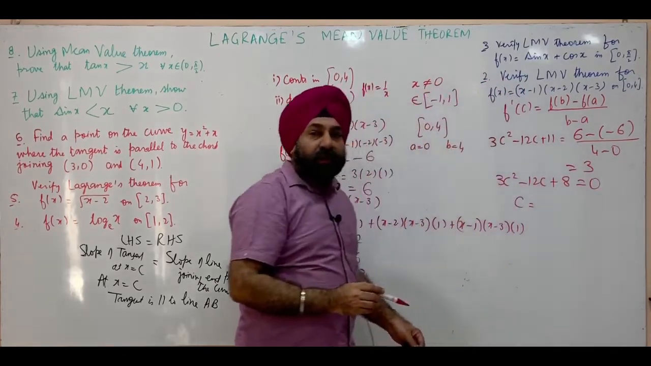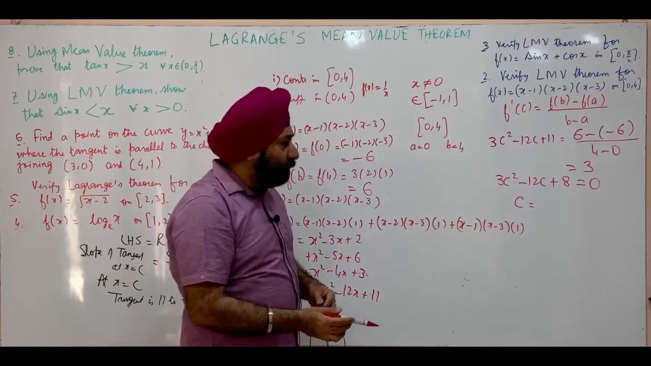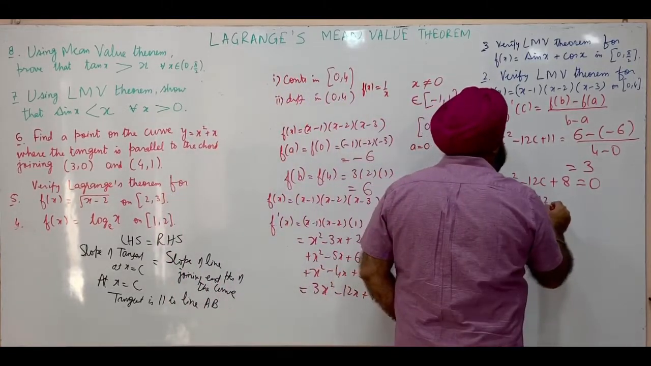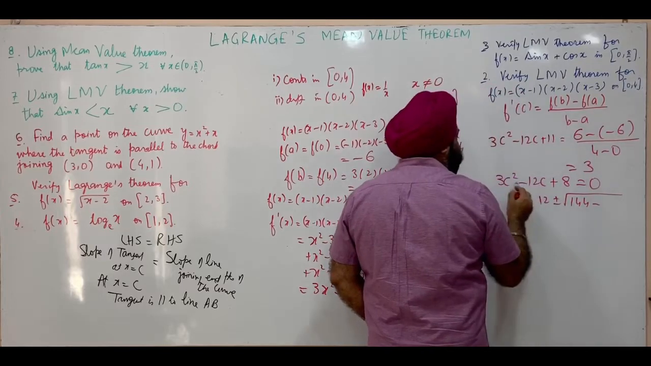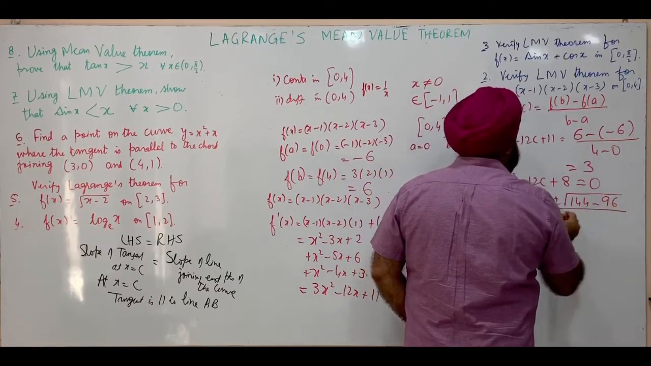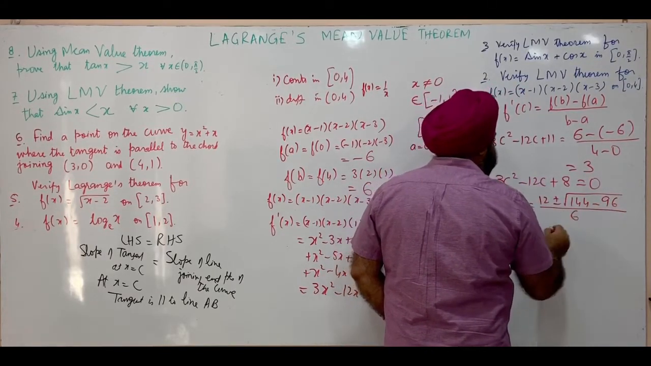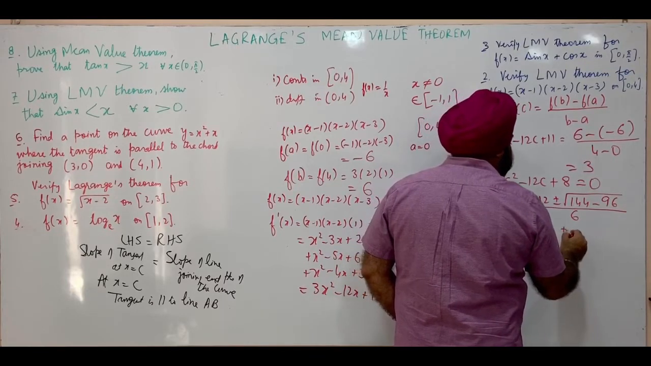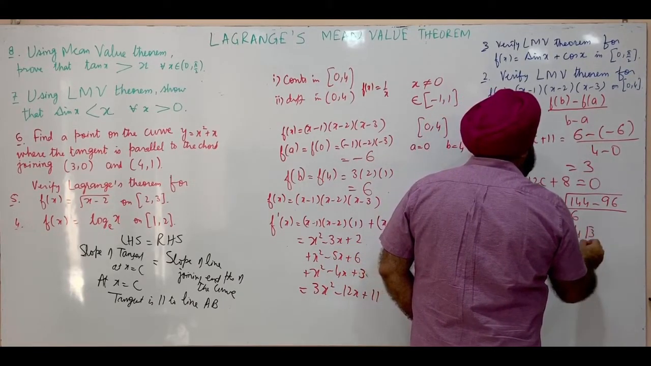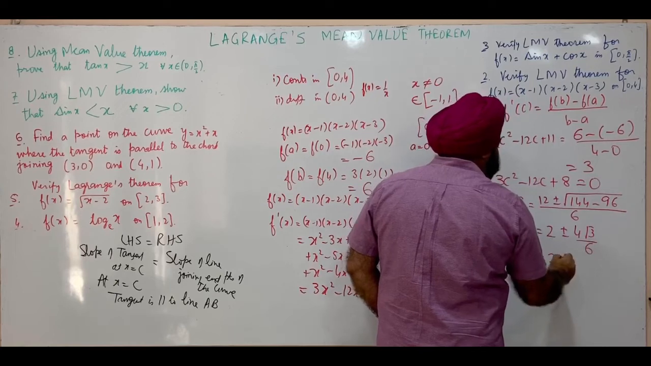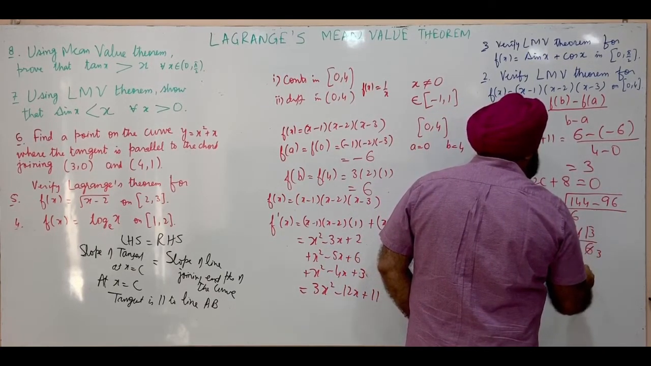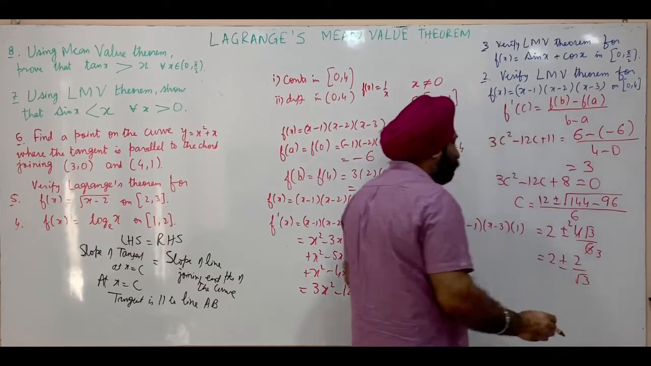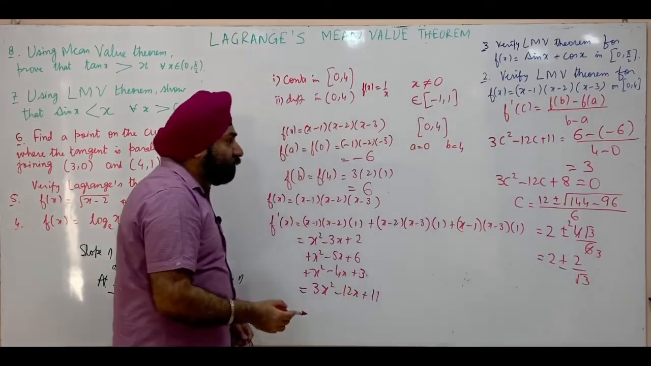So solving the quadratic using the quadratic formula, c is minus b plus minus root of b square minus 4ac, that is 96, upon 2a, that is 6. This is 2 plus minus 4 root 3 upon 6, which gives 2 plus minus 2 by root 3. These are two values of c.